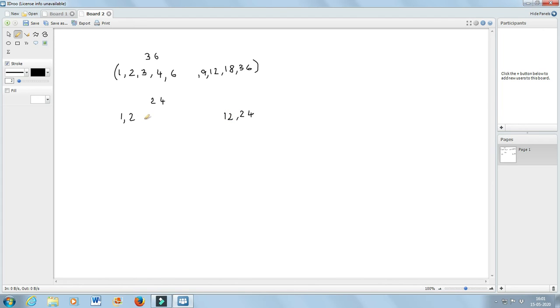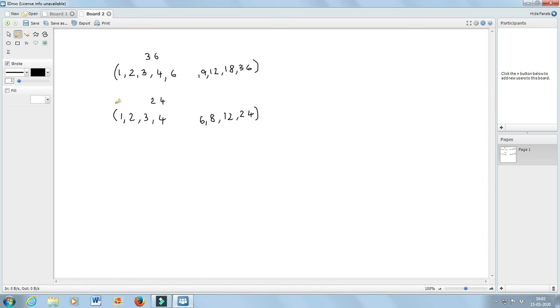Now 24 can be divided by 3. So 3 is a factor of 24, and 8 would be a factor of 24. Then 4 is a factor of 24, and 6 is a factor of 24, and 5 is not a factor of 24. So I have these numbers which are the factors of 24.